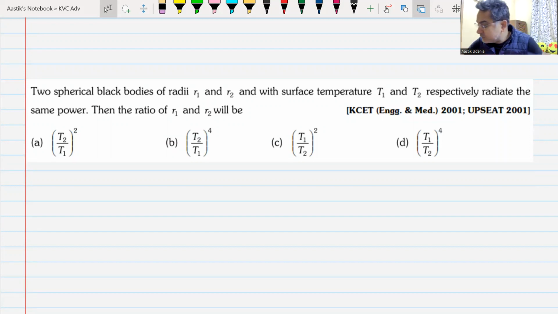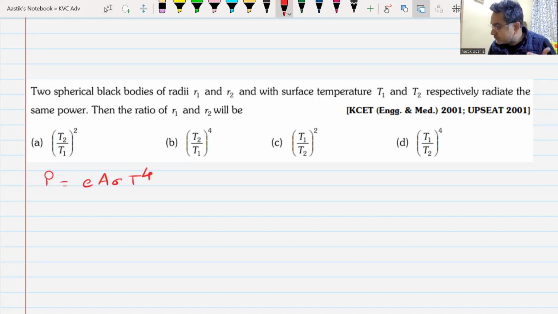Same concept. Power is equal to E A sigma T raised to the power 4. Power is same. So the ratio of radius will be inversely proportional to temperature square. Yes or no? Yes, sir. So the answer would be option A or C. Option A, inversely proportional. Correct? Yes, sir.